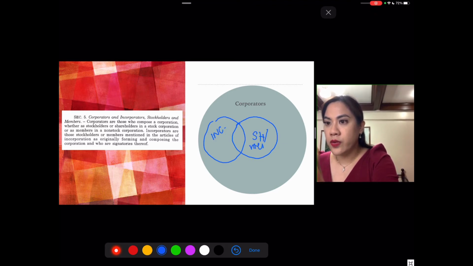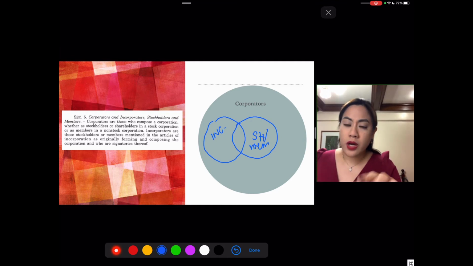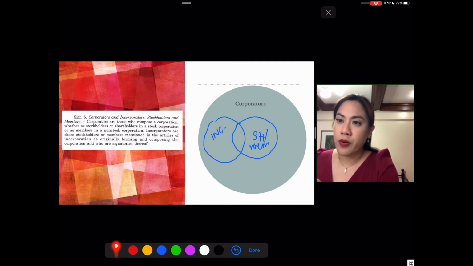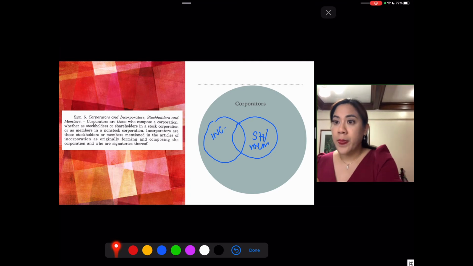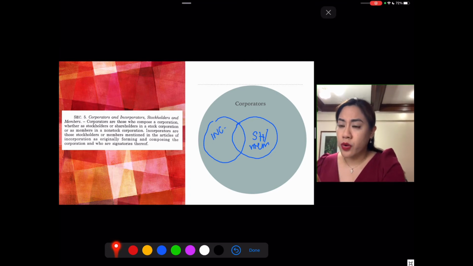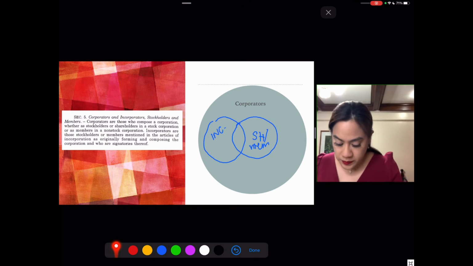So why did I do this? It's because not all shareholders are incorporators, and not all members are shareholders also. So there can be an instance where an incorporator maintains itself as a shareholder. Remember, because of the ease in transferring ownership of stocks, an incorporator does not necessarily stay as an incorporator forever. They can leave, no?